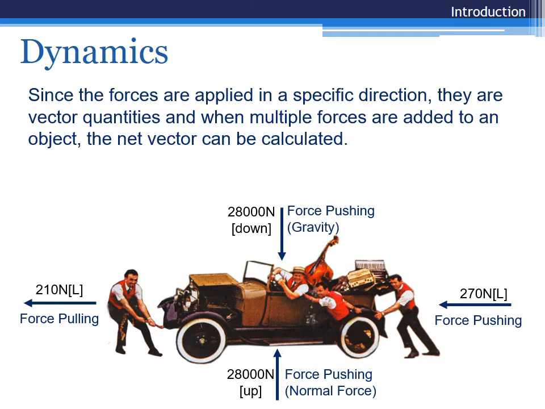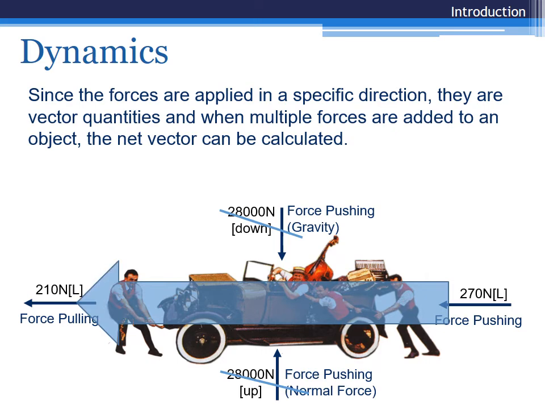Since the force of gravity is pushing down and the normal force is pushing up, and they are equal to one another, they will cancel out. That means the net force acting on Walter as he's sitting in this car is 480 newtons to the left.